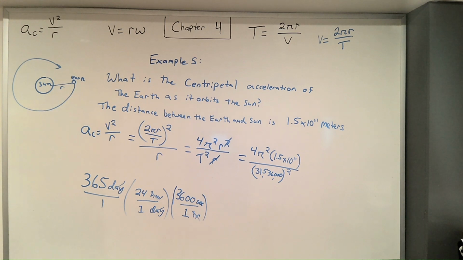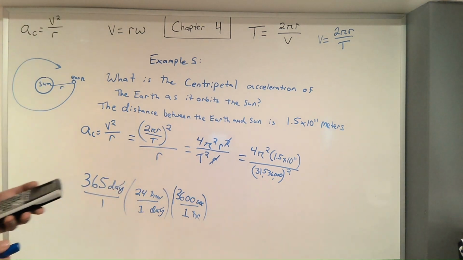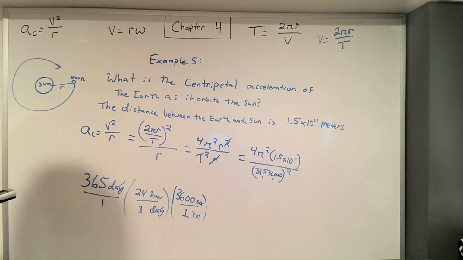Okay. We need to take that number and we need to square it. This definitely isn't something that's happening in your head. You want to go ahead, plug this into a calculator, and get an answer. And I'm going to punch it into mine. See what I get for the numerator. I'm getting 5.9 times 10 to the 12th. And we're going to take that and divide it by 31,536,000 squared.